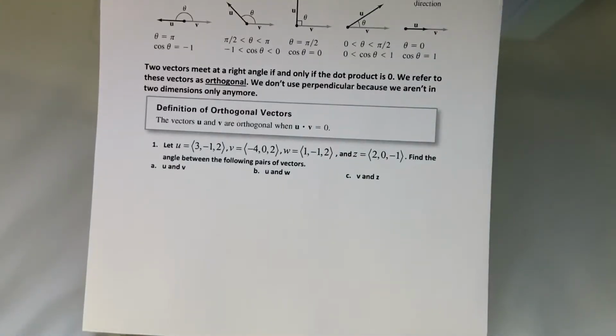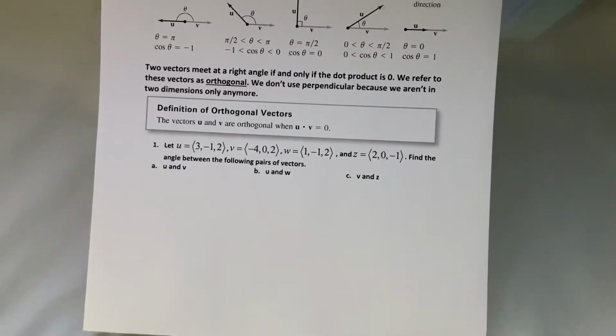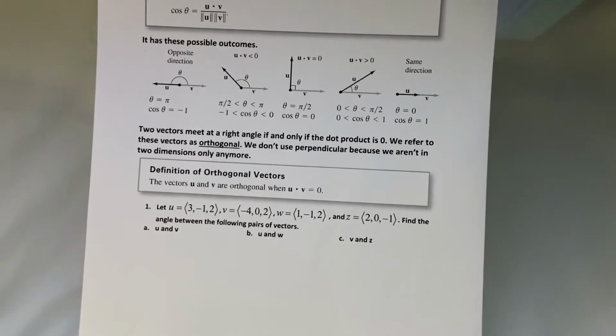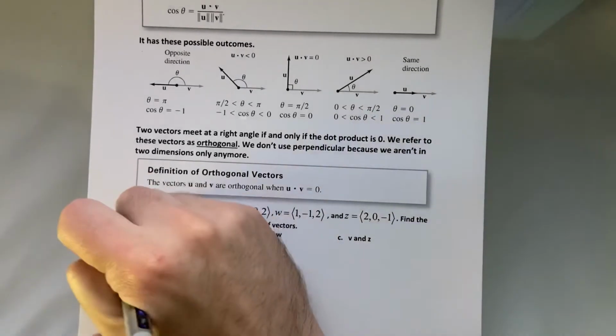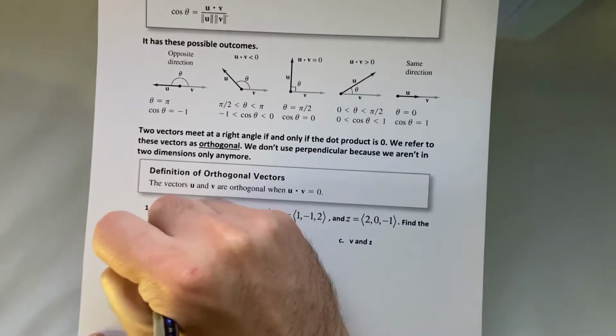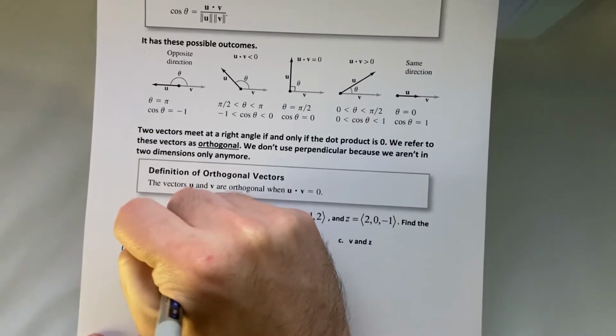Okay guys, let's do some work with vectors to see finding the angles between them. So to find the angle, we have that equation from above. Cosine theta equals the dot product divided by each vector's magnitude. So for u and v, we have cosine theta equals the dot product of u times v over the length of u times the length of v.